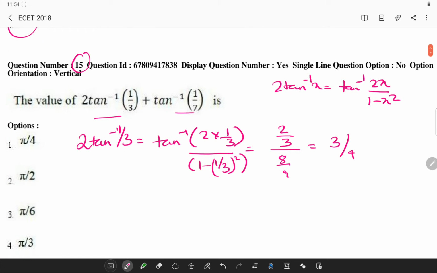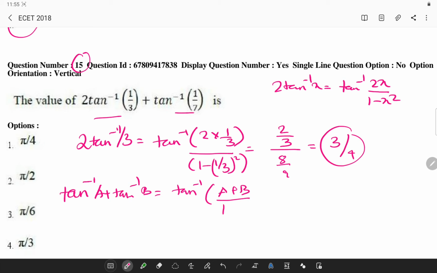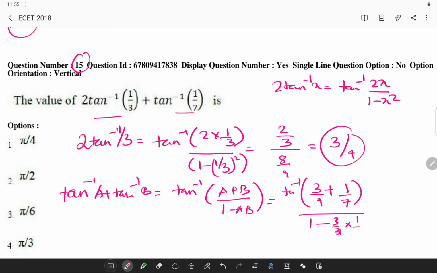And next, for the first part, again I have to use the formula tan inverse a plus tan inverse b is tan inverse a plus b by 1 minus ab. So I'll be left with tan inverse 3 by 4 plus 1 by 7 divided by 1 minus 3 by 4 into 1 by 7. So this is 21 plus 4 divided by 28 divided by 28 minus 3 divided by 28. So I'll be left with tan inverse 1, so it is pi by 4.